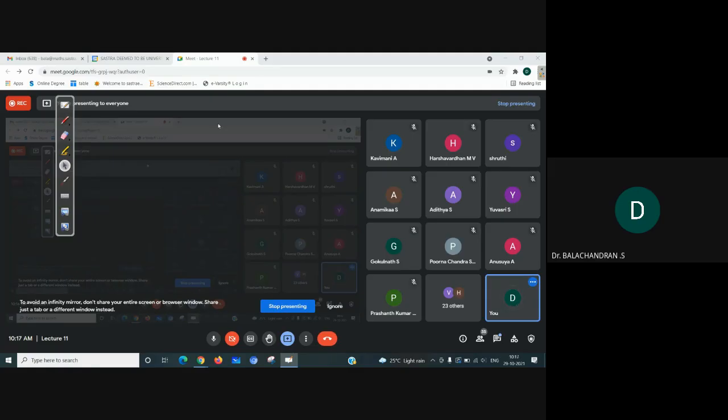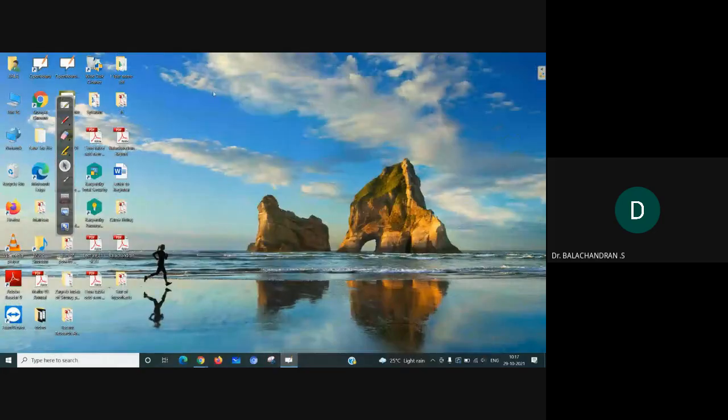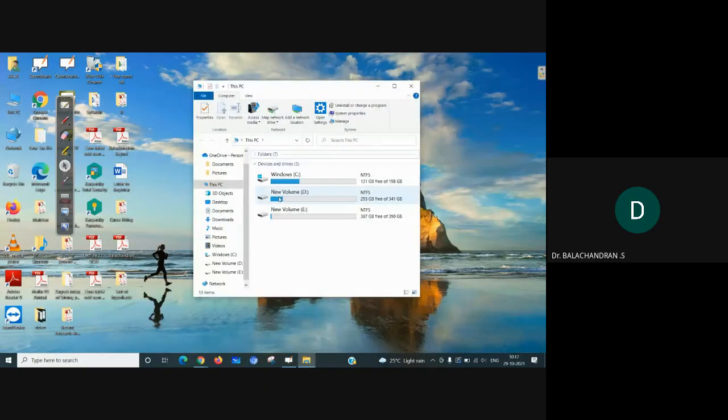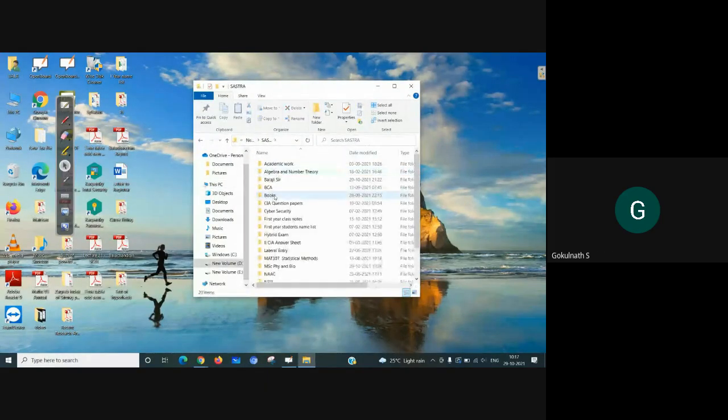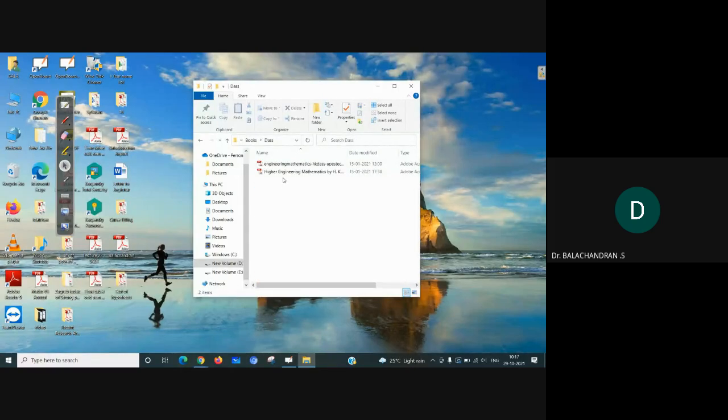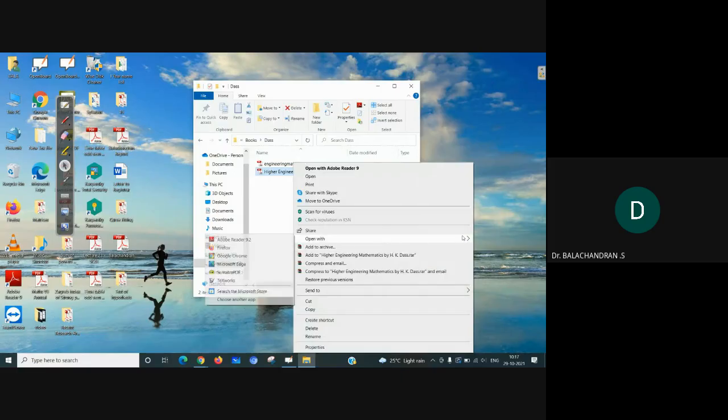One more thing I want to tell you about a book. Gogulnath, I think I sent the book to Hachike Das. Whether you received the book, Hachike Das? Yes, sir. So in that book, do you know where trigonometry is?